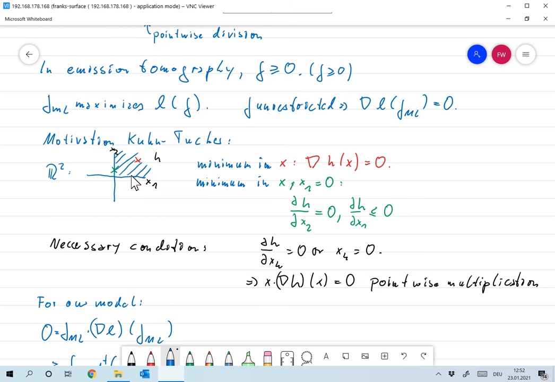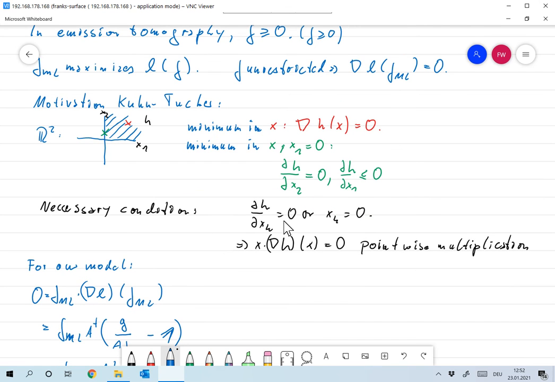Then that's the condition for being a maximum. So the condition on the right hand side is that dh over dx1 is smaller or equal to zero. Okay, so the necessary condition is that dh over dxk is zero, or that xk is zero, right? And that's for x1 and x2 over here, but you can do it for arbitrary directions. Okay, so if we have a restriction to the positive quadrant, then this over here is true.